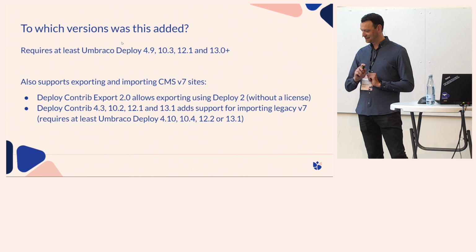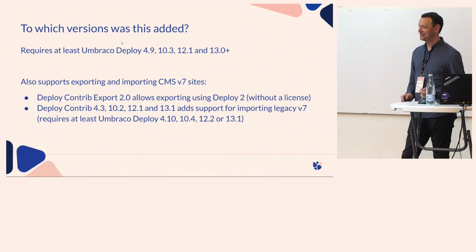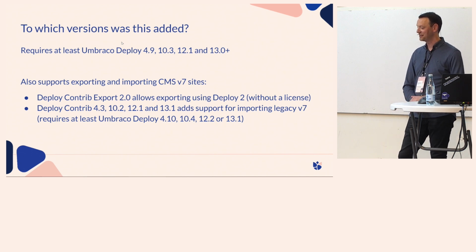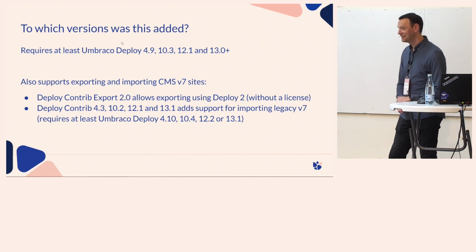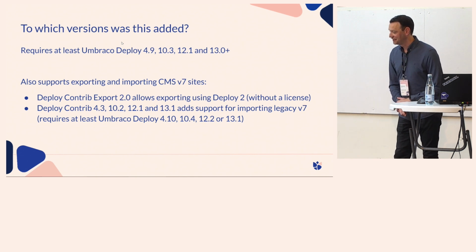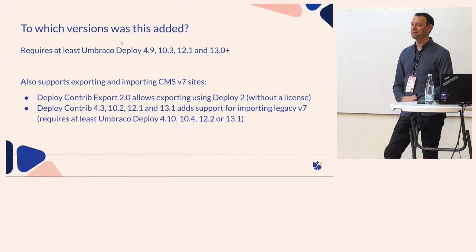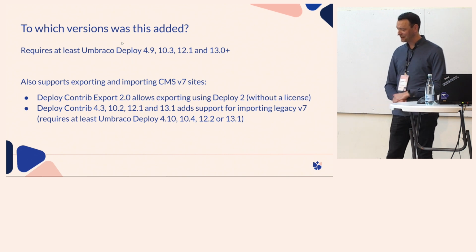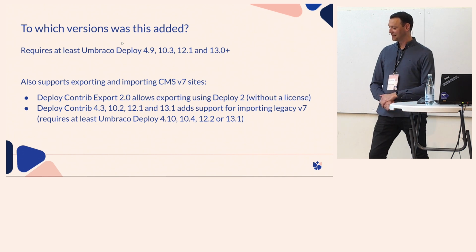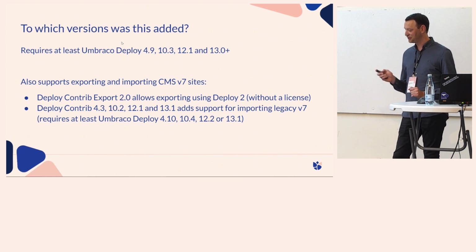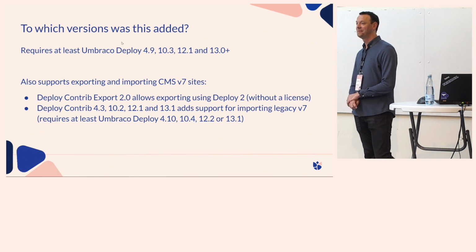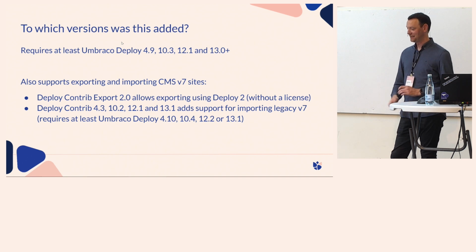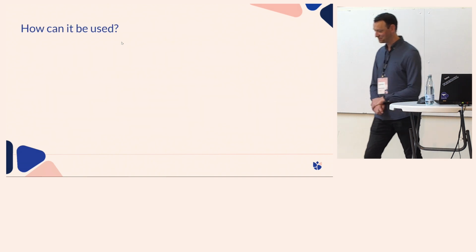Yep. And then also to make sure that you are able to import that Umbraco 7 export, we added legacy import migrators in the Deploy Contrib package. So that's the open-sourced package that we have on GitHub. And for that you do require version 4.3, 10.2, 12.1 or 13.1 of that contrib package, and also updated versions of Deploy itself. So make sure to update first.